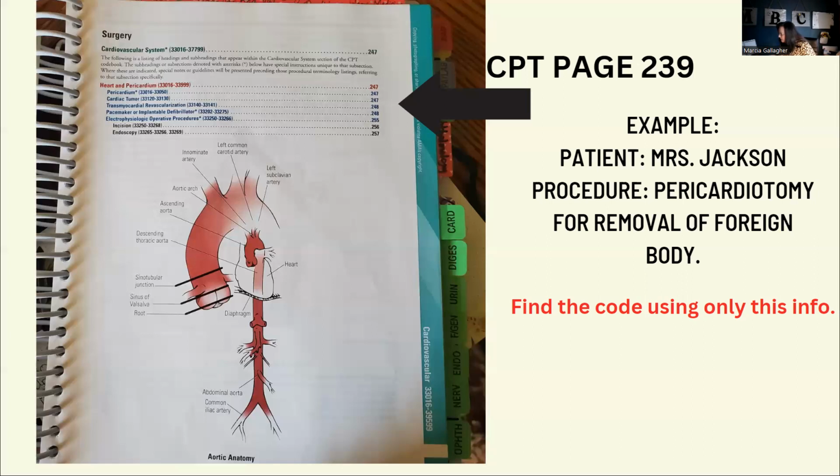33020, that is the pericardiotomy. Sorry guys, that word keeps just getting me. For removal of a clot or a foreign body. So that's your code, 33020. And we were able to code this little scenario just by using this information found at the beginning of your chapter.